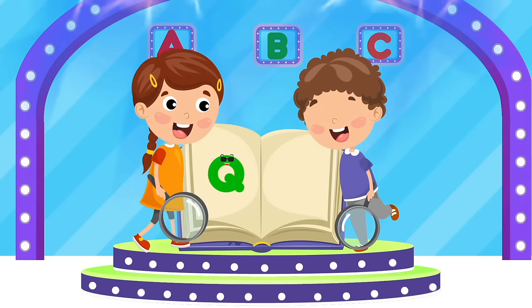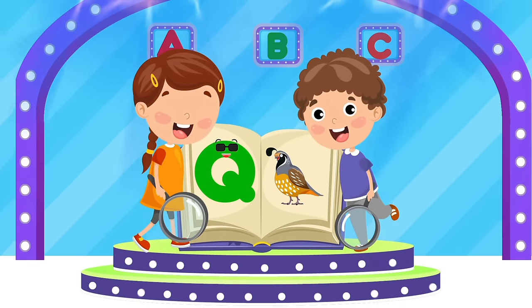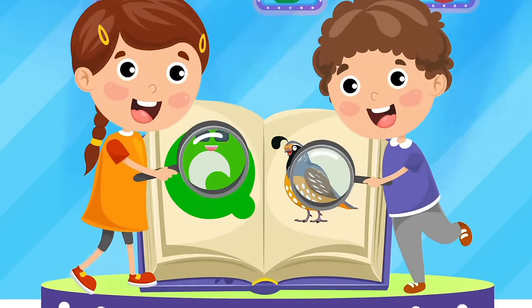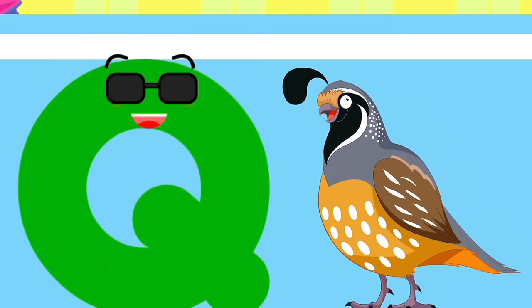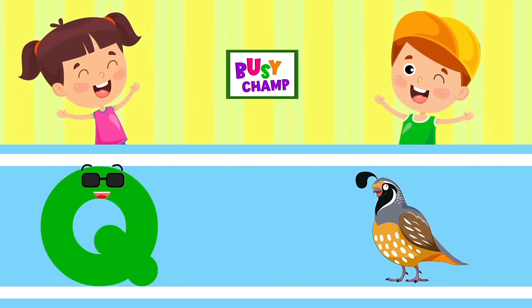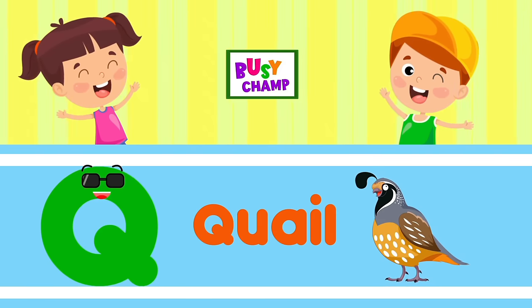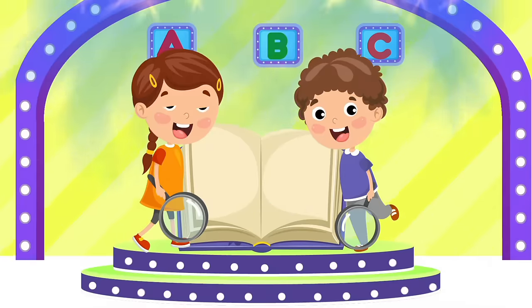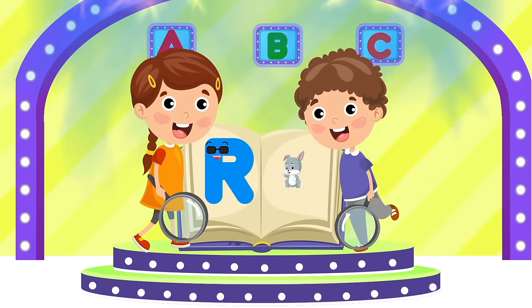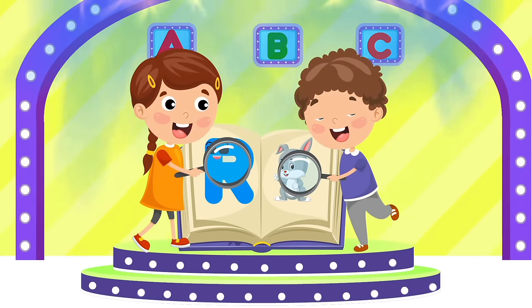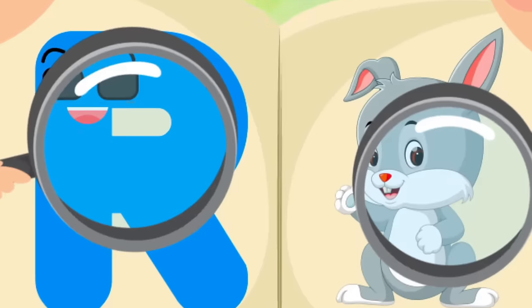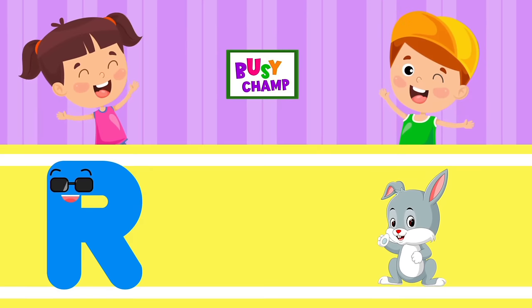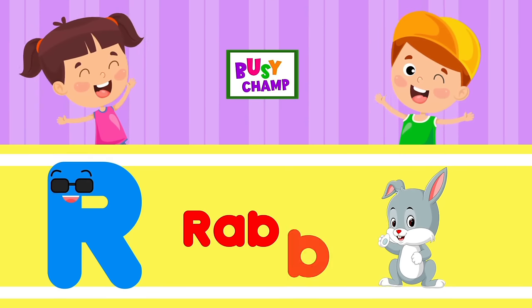Here comes the alphabet Q. Quail. Quail starts with Q. It's alphabet R. Rabbit. Rabbit starts with R.